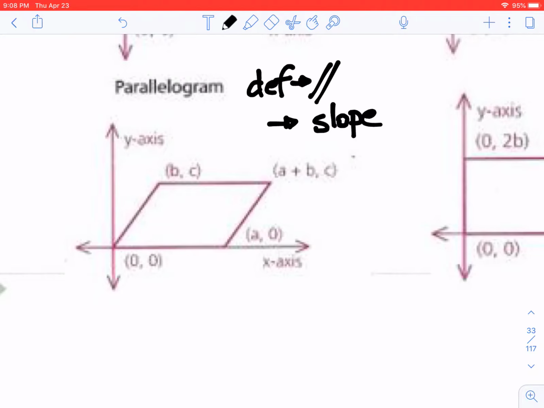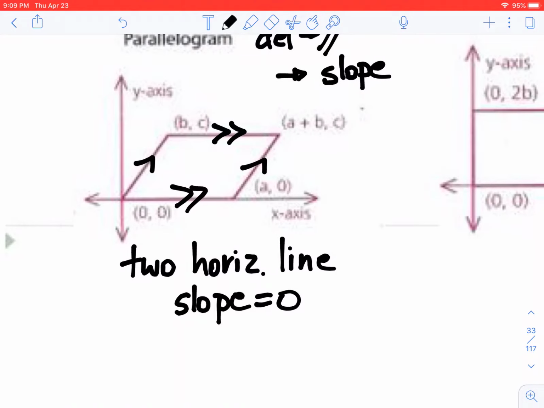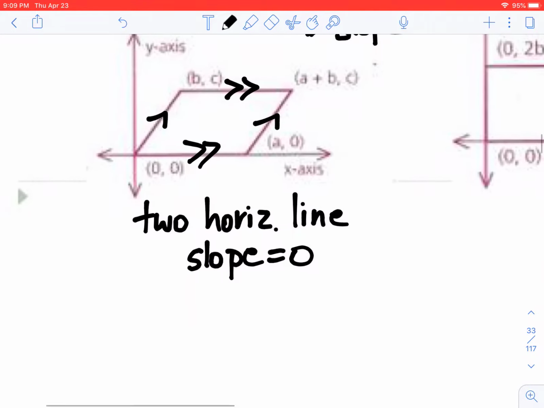So again, from algebra days, what is the slope of this line and this line? And what is the slope of this line and this line? Well, those two vertical lines, or the two horizontal lines, right, have a slope of 0. So we don't need to do anything there. But the diagonal lines, I should kind of work on those.